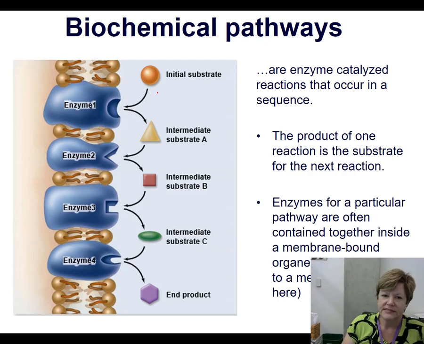But what happens is the cell has an initial substrate which gets converted into a product, but the product of the first enzyme is the substrate for the second enzyme. And so the second enzyme takes that, in this case yellow triangle, and converts it into the pink square, and the pink square is the product of enzyme 2, but it's the reactant for enzyme 3, or the substrate for enzyme 3. And so this conversion process happens in this sequential way to get to a final product.